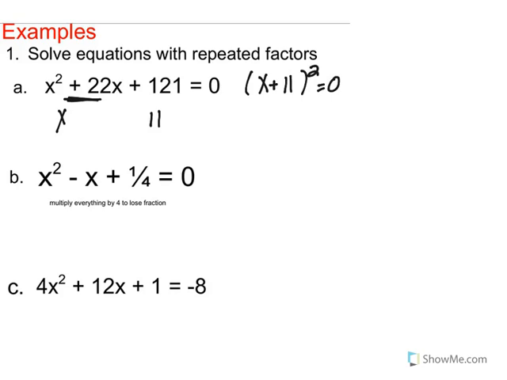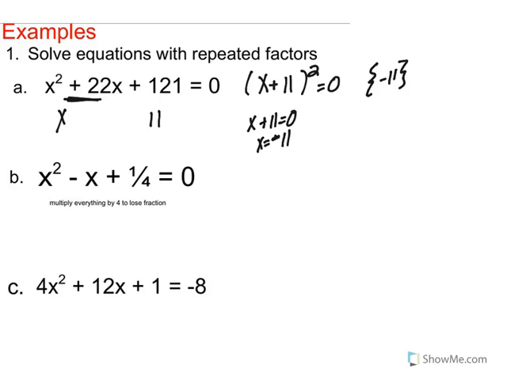Now, because x plus 11 squared is really x plus 11 times x plus 11, and that's a repeated factor, when I solve this, I don't have to set both of them equal to 0 because it's the same thing. So I'm going to set one of them equal to 0. So x plus 11 equal to 0. I solve it, and I get x is equal to negative 11. So my solution for this one would be negative 11, and just have one answer.